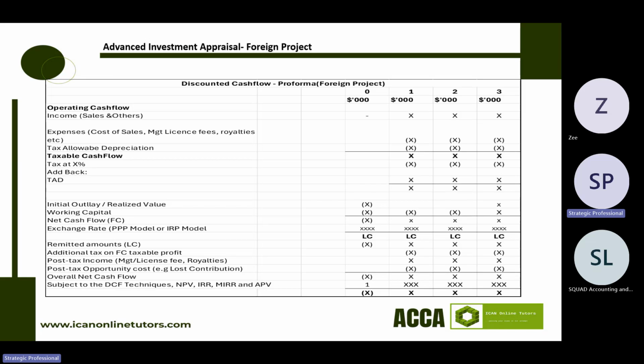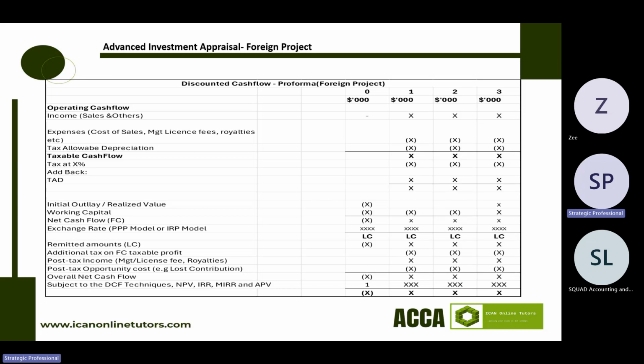And two ways in which you can get your exchange rate is using what? The PPP model or the IRP model. And what is the PPP model? The PPP model is the purchasing power parity model, and the IRP is what? Interest rate parity model. So please note that we are going to be using that as we solve questions.